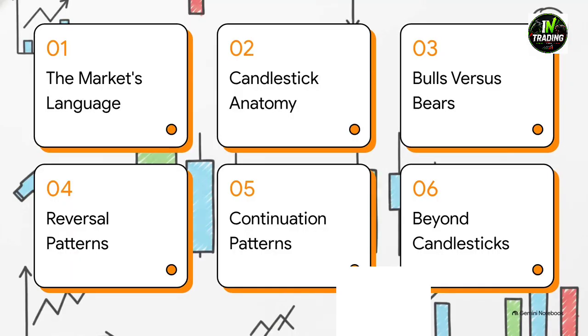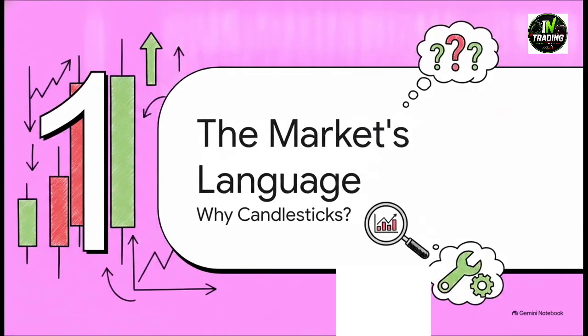So here is our roadmap for today. We'll start with the market's language, break down the anatomy of a candlestick, look at the classic battle of bulls versus bears, decode reversal and continuation patterns, and finally, see what lies beyond the candlestick itself. Kicking things off with Part 1, the market's language.